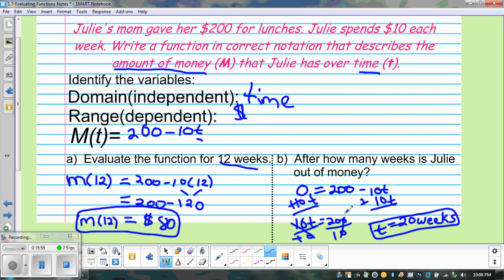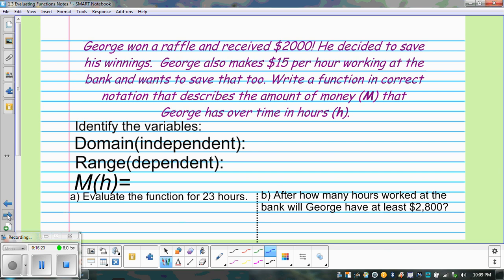There are several other ways you could have solved this. If you saw after 12 weeks over here that we had 80 left, the question is, how many more weeks can you go with $10 a week with your $80? That would be 8 more weeks plus the 12 is the same answer of 20 weeks. I do not care how you solve it, as long as you have some way of justifying your answer.